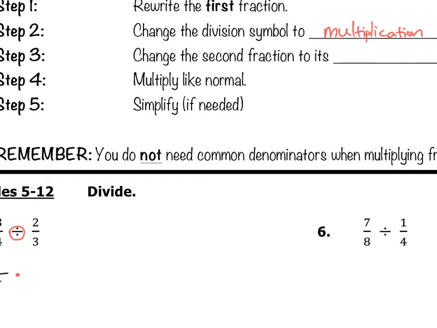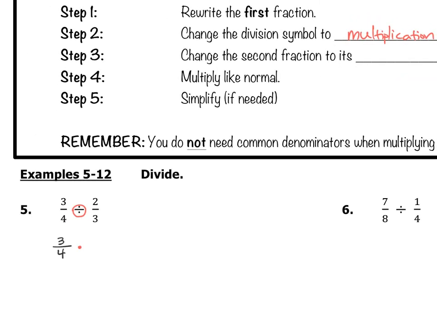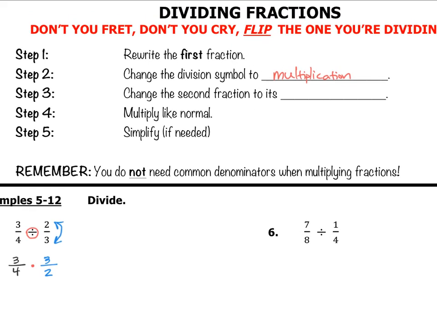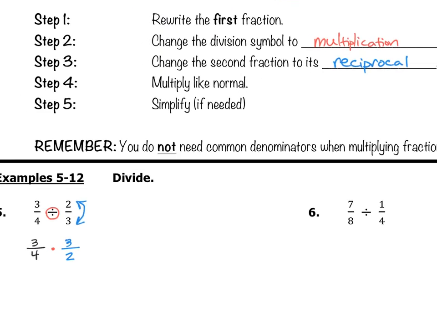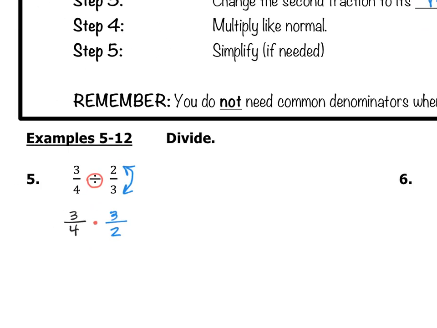Step 3 is to change the second fraction to its reciprocal. So I'm dividing right now by 2/3. The reciprocal of 2/3 is 3/2, 3 over 2. So that's the next step in this problem. Change the second fraction to its reciprocal. Now we have a multiplication problem. Now we have 3/4 times 3/2.